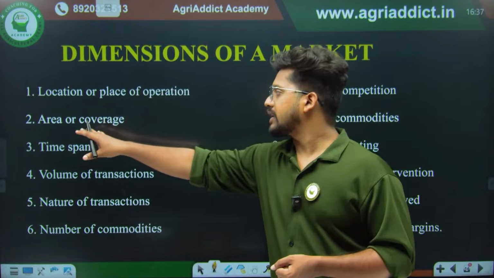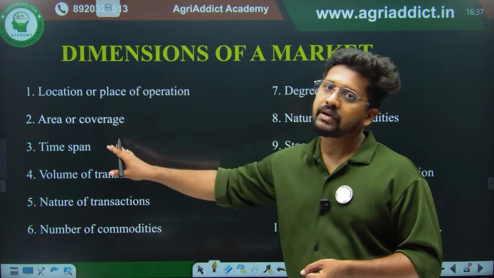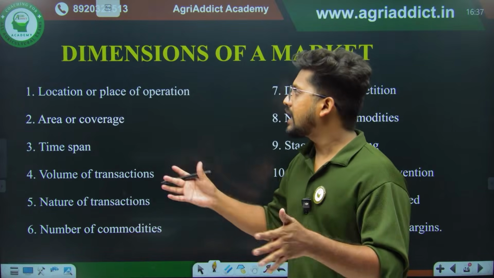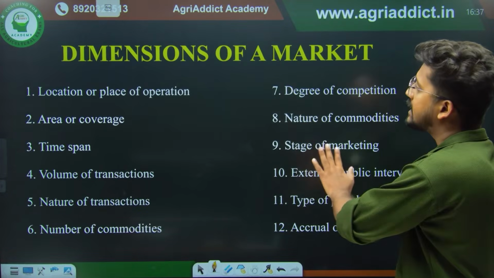Maybe where it is located, area of coverage, time span, volume of transaction, nature of transaction. All these things come under different dimensions. Based on the dimensions, we will be classifying the market. So right now we are going to see the different classifications of market based on all these dimensions.